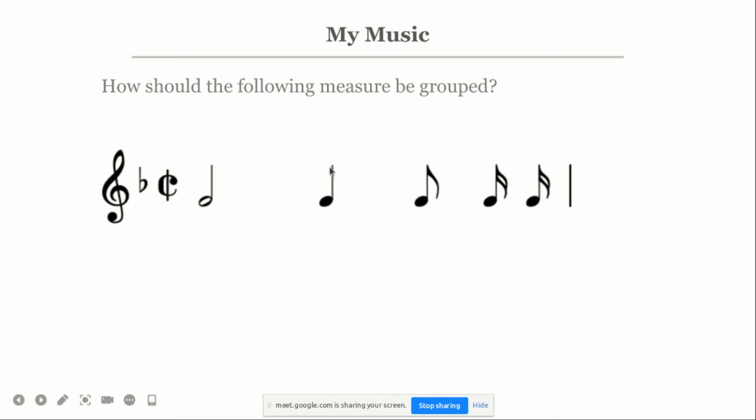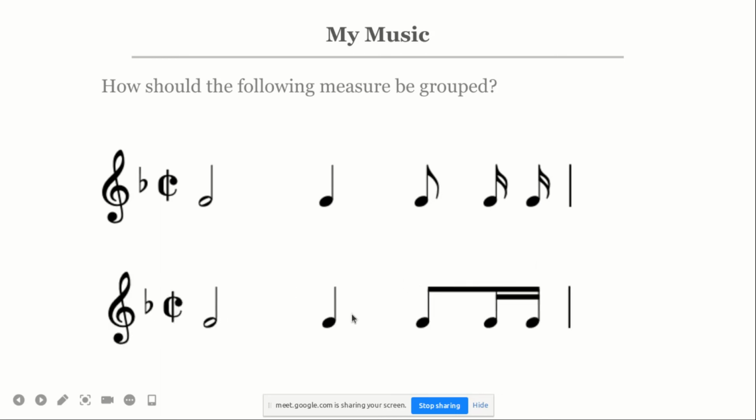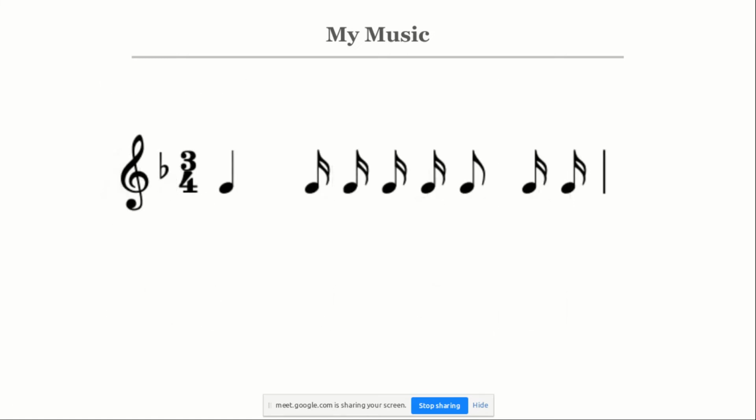But remember, you cannot beam a crochet because it doesn't have a flag. You only beam what can be beamed. And so you'll beam from the quiver, the 2 semi-quivers, to look like this. And still you can see the second beat clearly because you can see the first half as the crochet and the second half of the beat as the quiver and the 2 semi-quivers beamed together. Makes sense? Yeah. Okay, you were asking something.